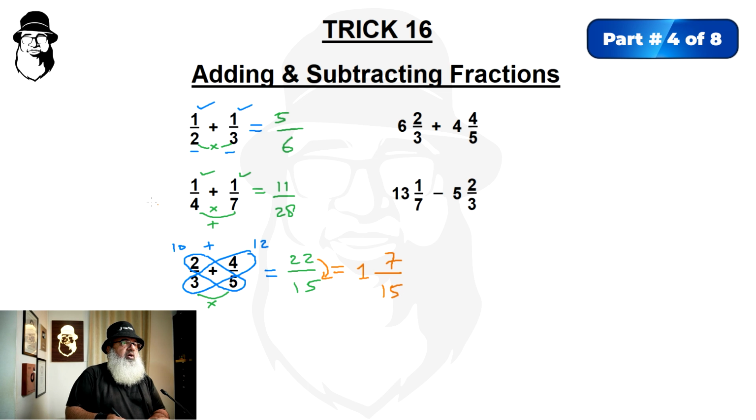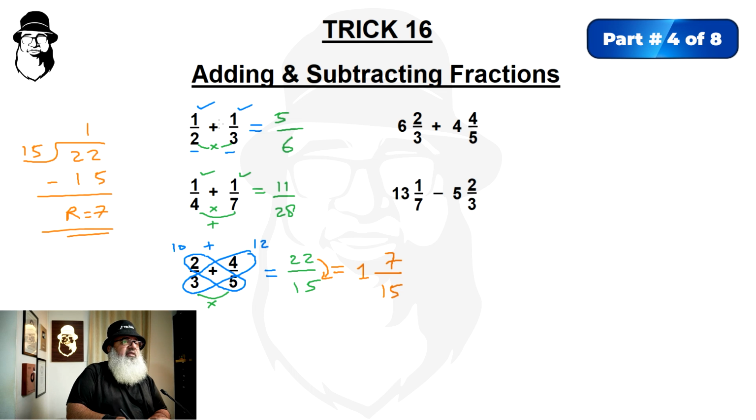Or if you want to do proper division, we have 15 times 1 is 15 and we subtract here. That's our remainder. This is the denominator in the answer and this is the quotient, this one.